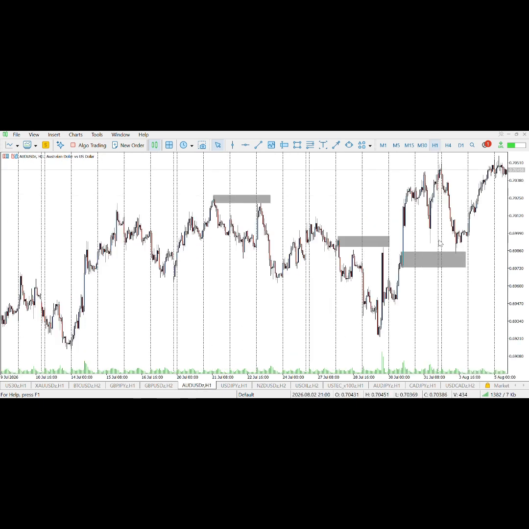And here again, we have rally, base, drop. This is our base. Rally, base, drop. Then what happened? It came here just a peep away and it just moved down. So we didn't catch this trade. We didn't trade it. And here we have rally, base, drop.